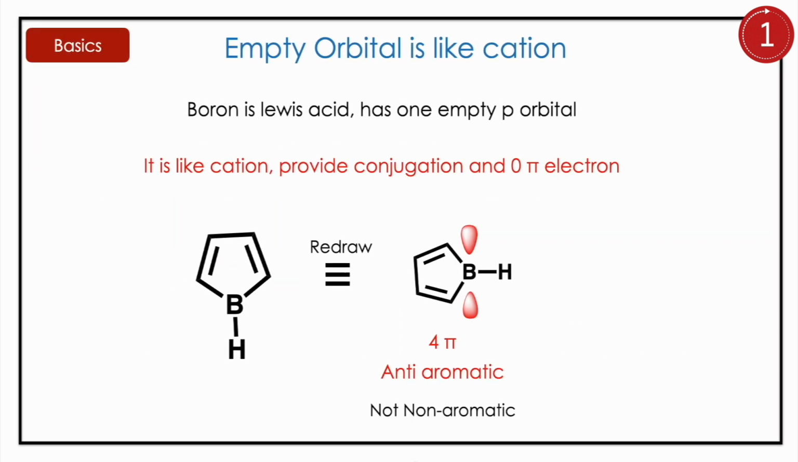Then a very important basic: the empty orbital. An empty orbital you should consider like a cation. Why? Because it provides the space for delocalization. So don't confuse that it is not delocalized. Here boron is there. Boron has an empty p orbital. That's why it's called a Lewis acid. The boron p orbital provides the conjugation, so it acts like a cation. So the compound is anti-aromatic. At first glance you may commit a mistake, but the empty p orbital helps for delocalization.